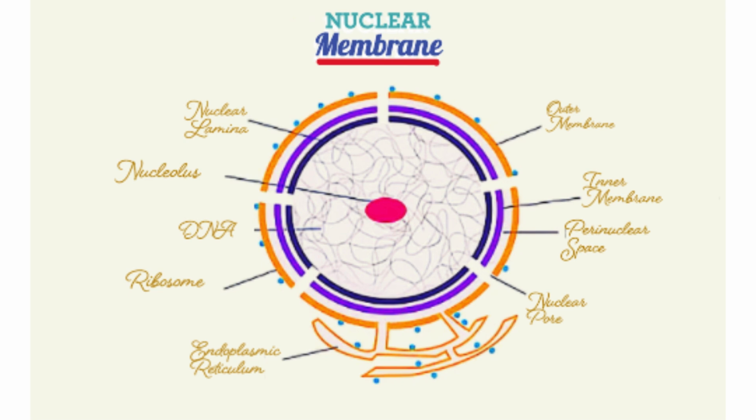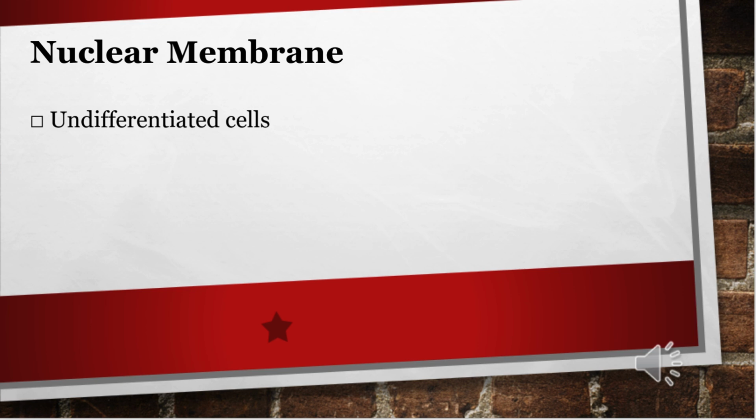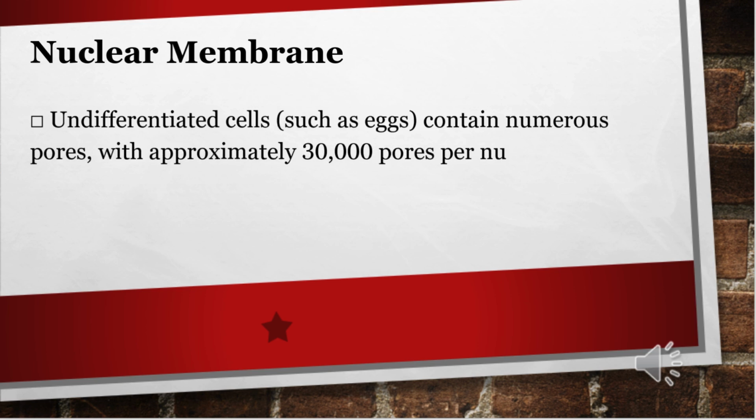These pores serve as gateways, regulating the exchange of materials between the nucleus and the cytoplasm. The number of nuclear pores varies depending on the type of cell. Undifferentiated cells, like eggs, have a large number of pores, about 30,000 per nucleus.